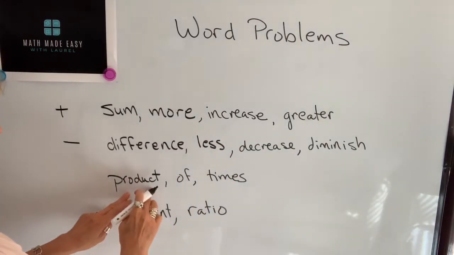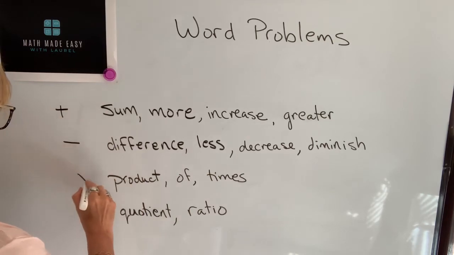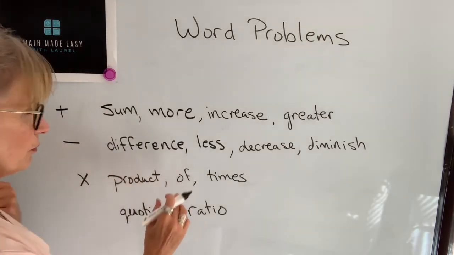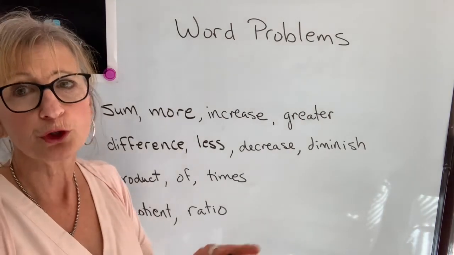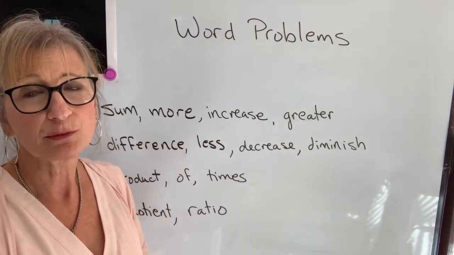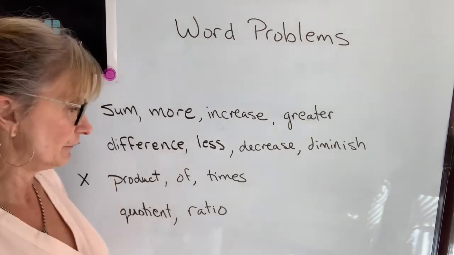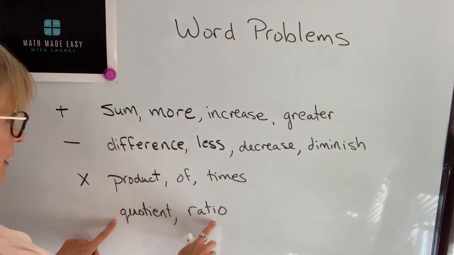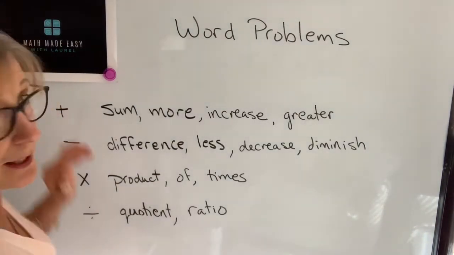If you see the word product, the word of, the word times, those mean multiplication. Sometimes people have trouble with the word of, but if you think of finding 2/3 of something, it means multiplication. You multiply 2/3 times whatever it is you're finding 2/3 of. Quotient, ratio, those represent division. And there's more.